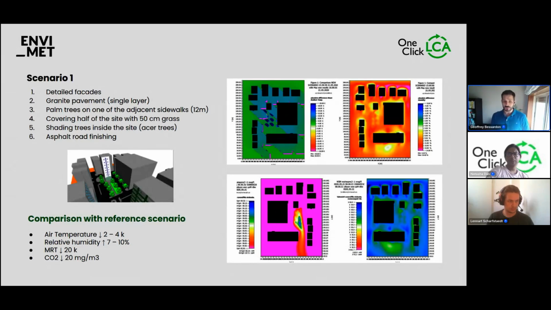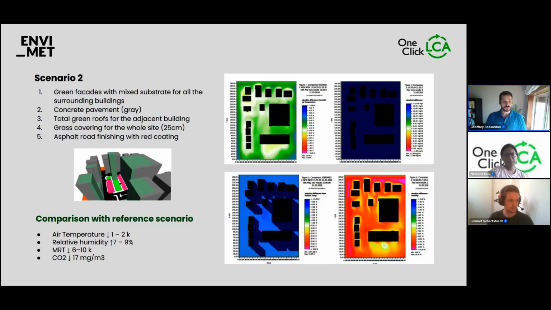If you look at the comparison of the different scenarios, the little maps show you the output in ENVI-met. You could see a drop of 2 to 4 Kelvin in air temperature, and an increase in relative humidity. Because of the shading, the mean radiant temperature, which also looks at the radiation of the different buildings around, dropped by 20 Kelvin. And also because of the air purifying quality of vegetation, you have a drop in CO2 concentration in the area. Let's see scenario 2.